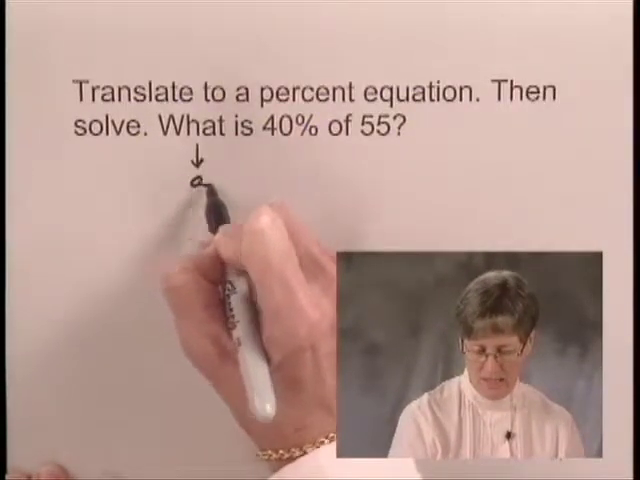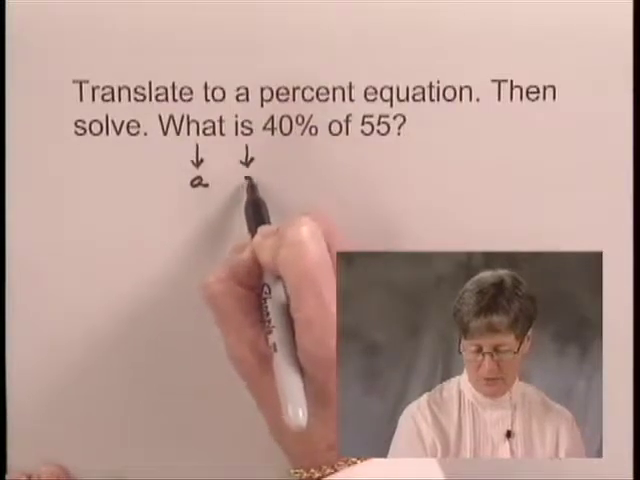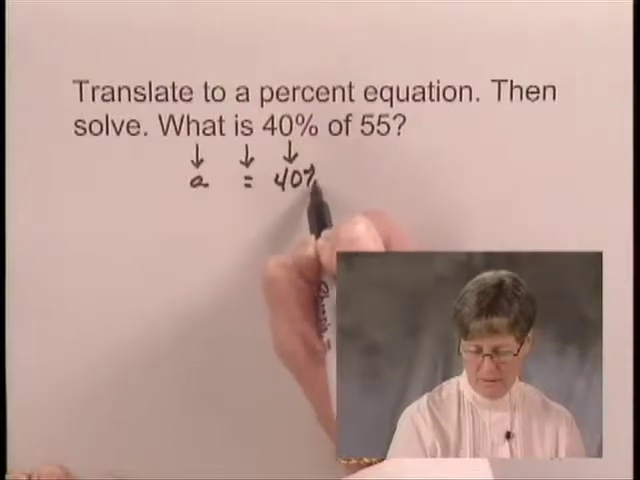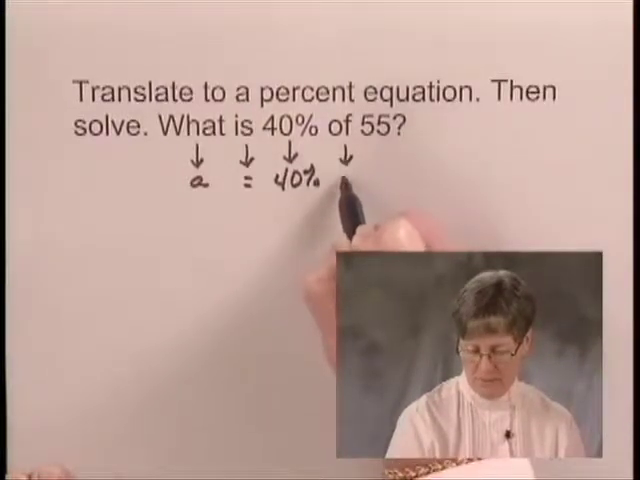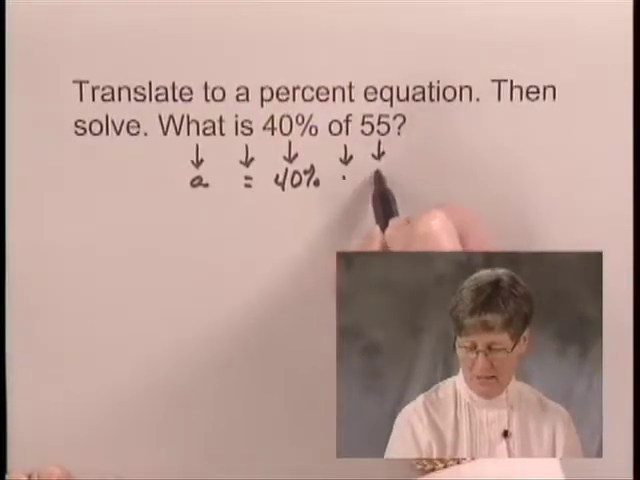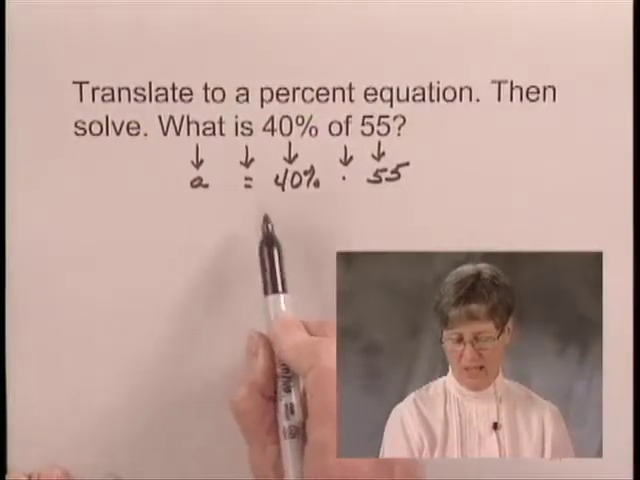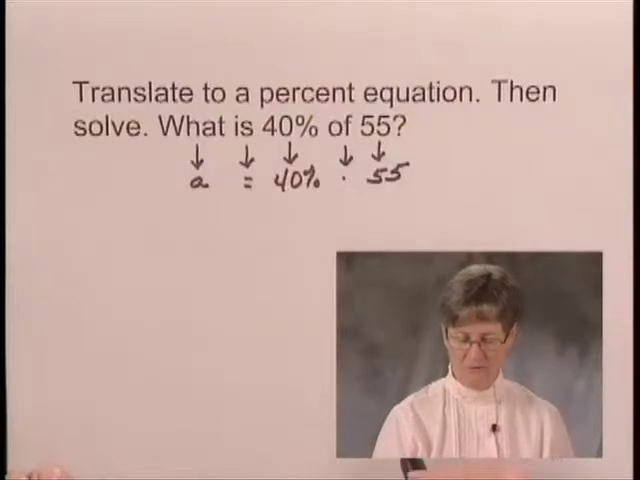So we'll say that A is, which translates to equals, 40%, of translates to multiplication, and then we have 55. So we have the percent equation, A equals 40% times 55.